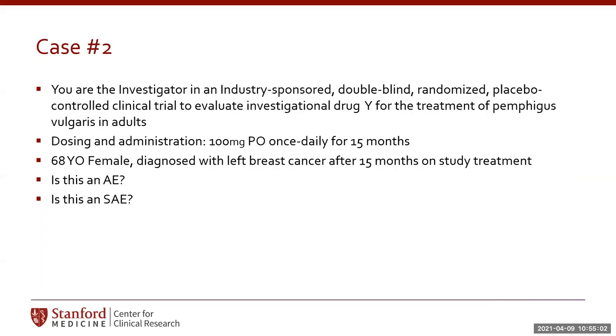Okay, so you're the investigator of an industry-sponsored double-blind randomized placebo-controlled clinical trial to evaluate an investigational drug Y for the treatment of pemphigus vulgaris, which is a rather devastating dermatologic disorder. The dosing and administration, you can see here, is 100 milligrams daily for 15 months. There is a 68-year-old female who is diagnosed with a left breast cancer 15 months after study treatment. In other words, she's at the very tail end of the study, and she is unfortunately diagnosed with a breast carcinoma. So a couple of questions here.